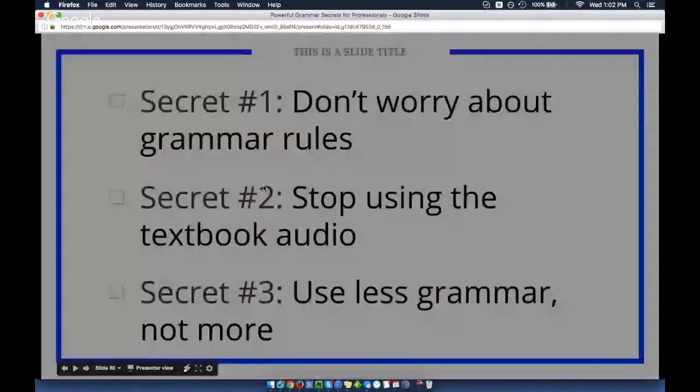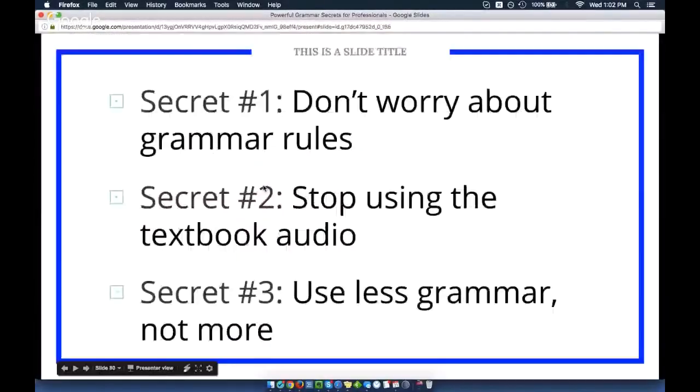Okay, I'm going to climb down from my soapbox and go back to the next slide, which is here's our summary of secrets. Secret number 1, don't worry about grammar rules. Secret number 2, stop using the textbook audio. Secret number 3, use less grammar, not more. If you took these secrets and showed them to just a random teacher, they would say, well, that doesn't make any sense. That's why they're secrets. Because this is like the secret information that will help you take your grammar to the next level.